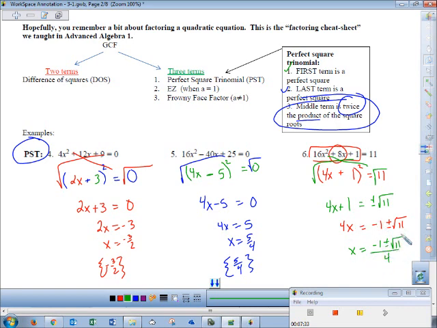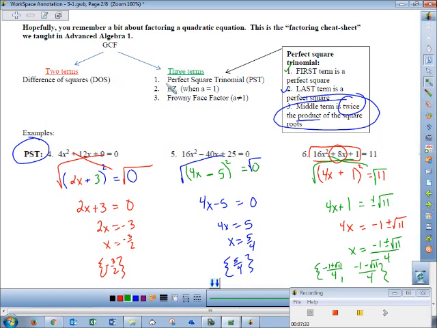And remember when we did quadratic formula way back in the day, you'd get answers that kind of look like this. We're just going to leave it like that. And if you want to put it in set notation, you got two different answers, negative 1 plus the square root of 11 all over 4, and negative 1 minus the square root of 11 all over 4. There's your plus or minus situation.